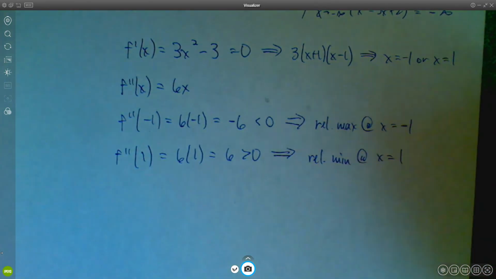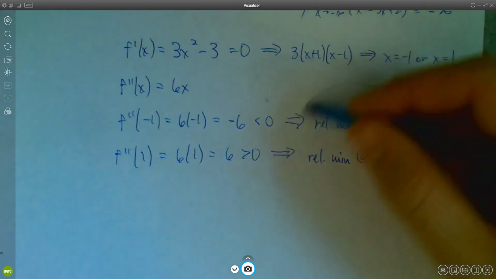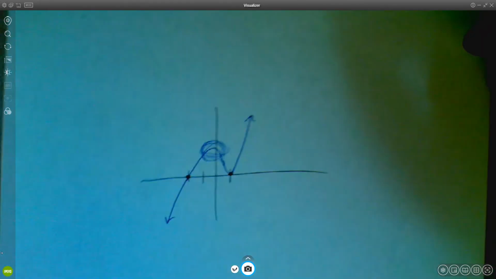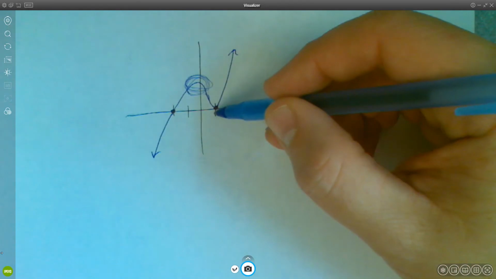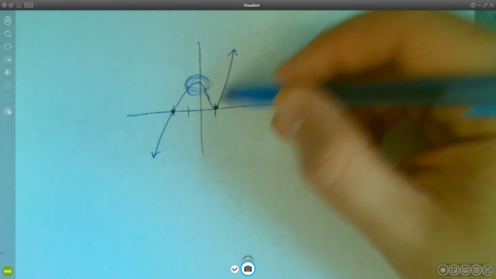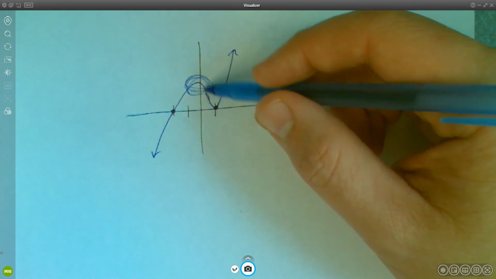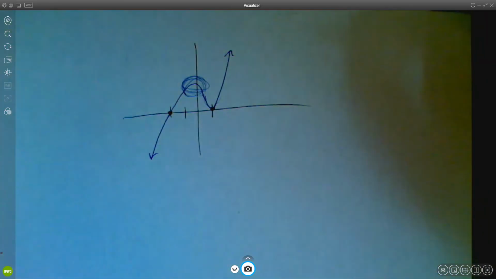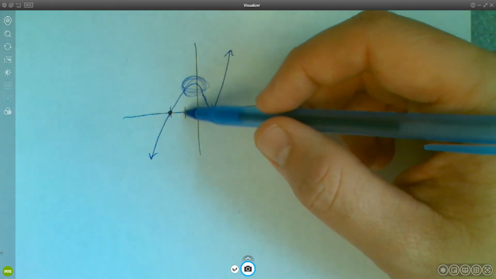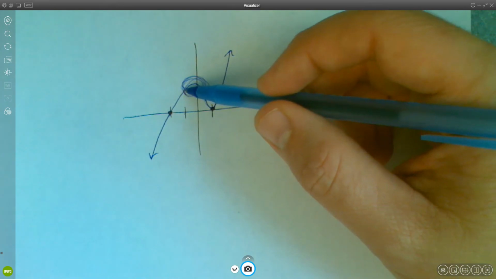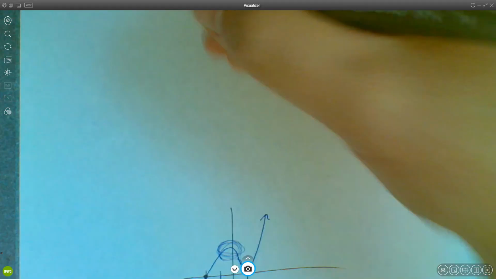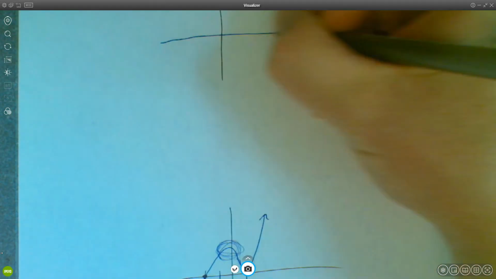Okay, so let's see if we can put those pieces onto our graph now, right? So we know that we have a relative minimum at x equals 1. Well, that's not surprising to us. We knew that because the graph was going to touch but not cross the x-axis there, so we knew we had to have a relative minimum. But we also know that we have a relative maximum at negative 1, so we can draw a slightly better picture.